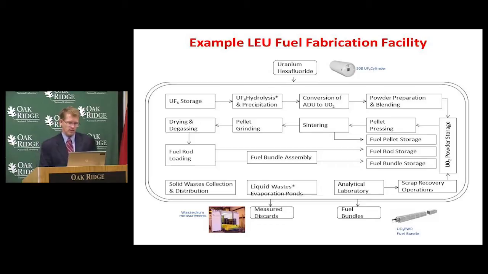Now, within the plant, there are many processing steps that take place and storage steps. The UF6 is stored in these cylinders until it's emptied. There's a process to transfer the UF6 from the cylinders into the process. The conversion processes convert it into UO2, which is basically a powder form. You prepare the powder and you blend it. There are a number of storage steps that may take place within the process for UO2 and other intermediate materials.